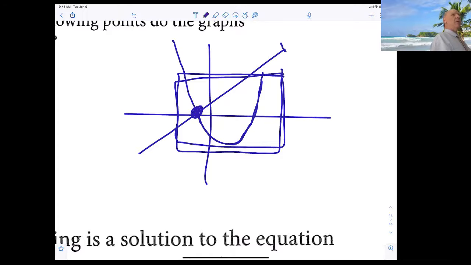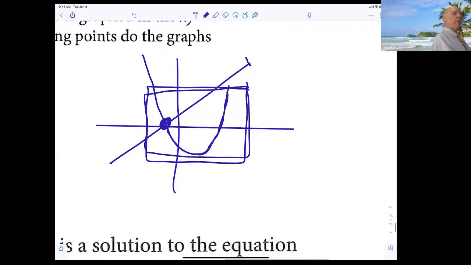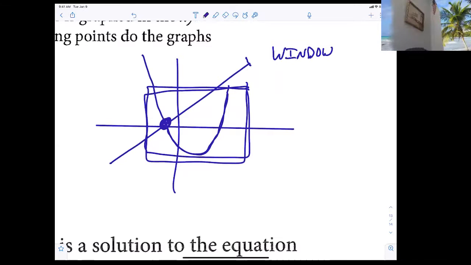But now, let me make it much easier for you. I want everybody to go to window. Everybody go to window. Now, I want to change the Y maximum. So go to Y max and change it to a 20. And then hit graph. And look what happens.